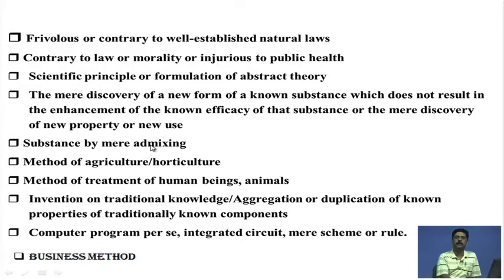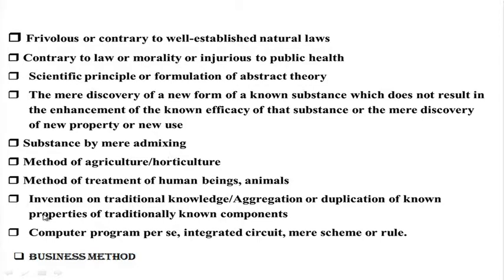So substance produced by admixing means A plus B. In AB you are creating AB, and in AB you are getting all the properties of A, and all the properties of B are also there. So a substance produced by mere admixing, AB, will not qualify to be a patentable invention.